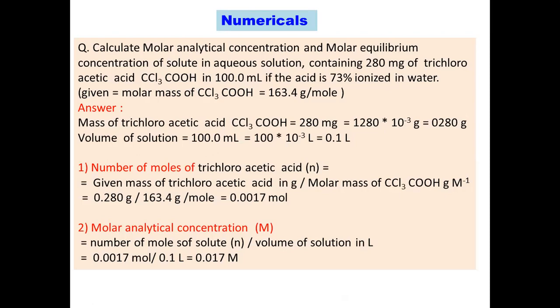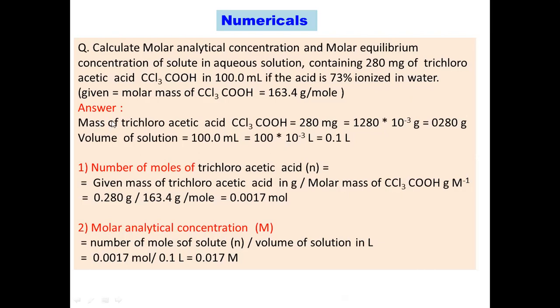So trichloroacetic acid is dissociated as CCl3CO- plus H+. So what is the main discussion here? It is dissociated only 73% and the remaining 27% is not dissociated at equilibrium. So you have to calculate the molar equilibrium concentration according to this consideration.